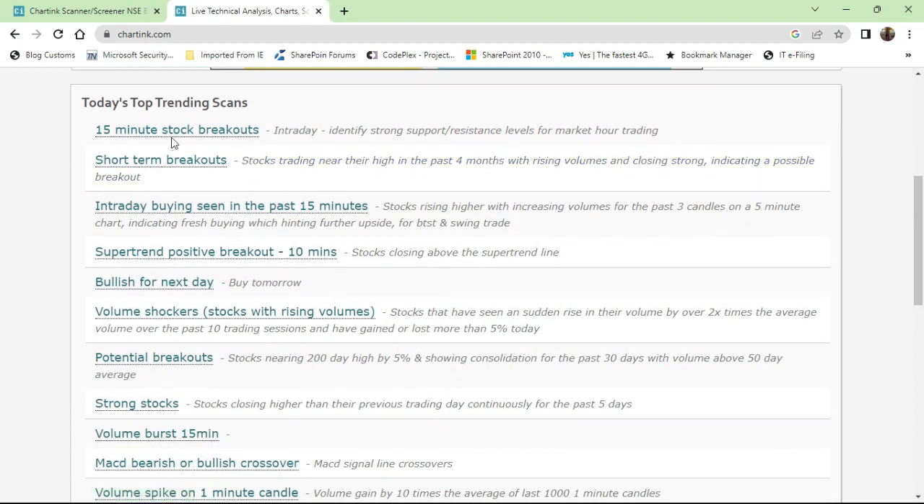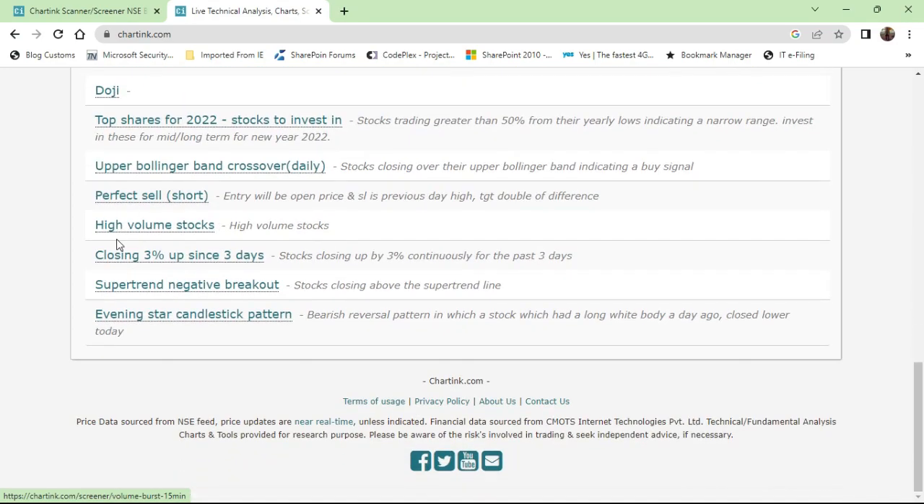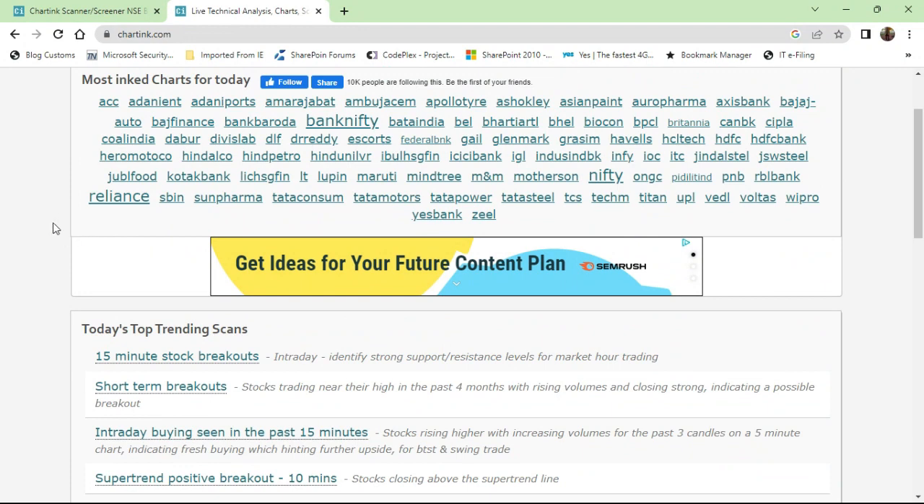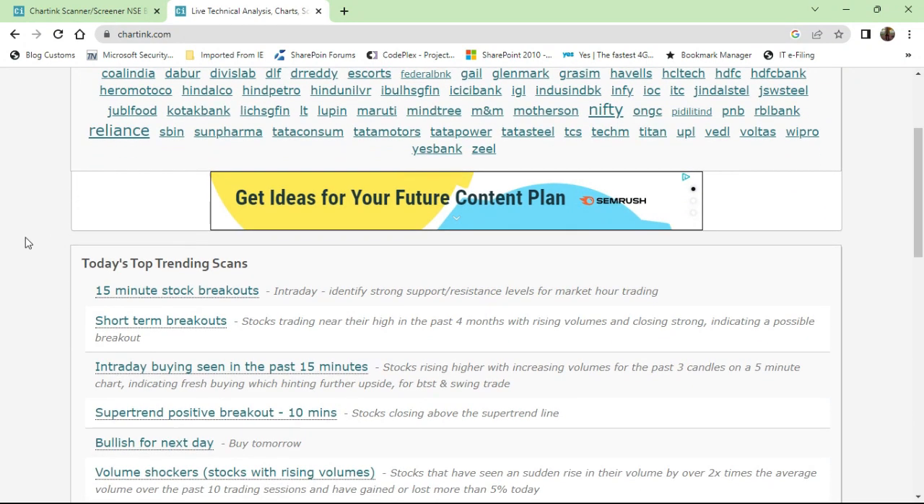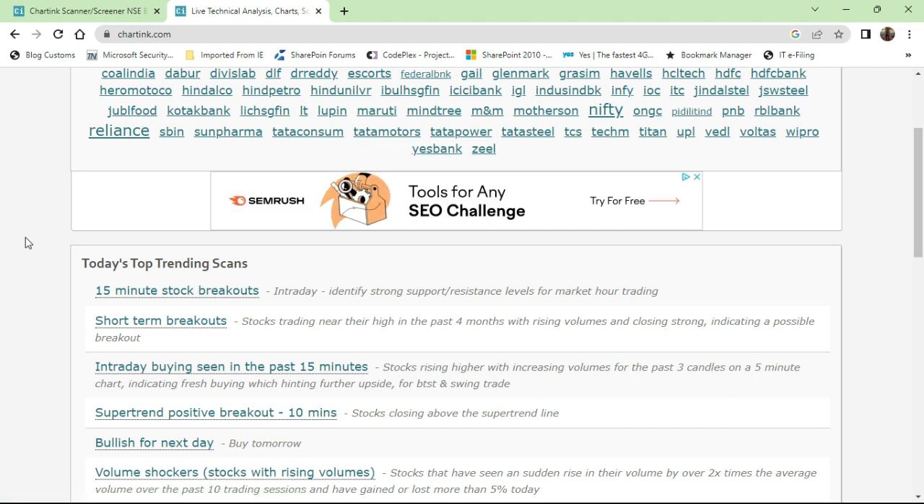So see, these are today's top trending scans which most of the people in the market are using. These are all the scans which are already inbuilt, pre-built within the charting tool. If you want to understand these scans, you need to go through them in detail and make sure you come up with the right strategy for you, which is going to work either for value investing, intraday, option buying or futures trading.